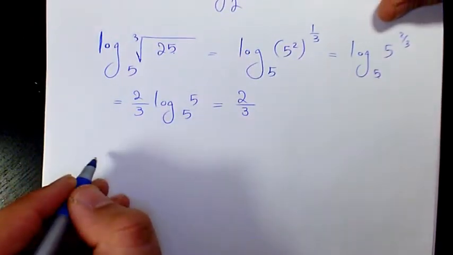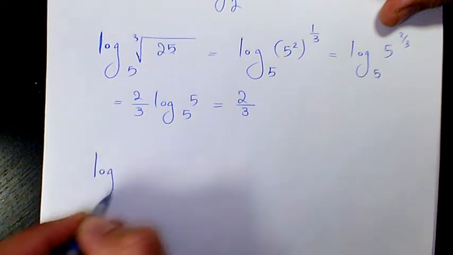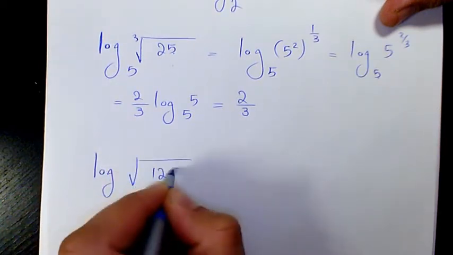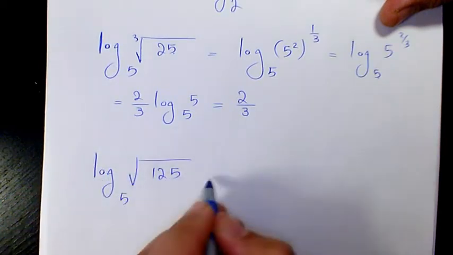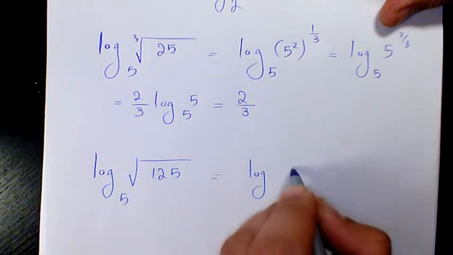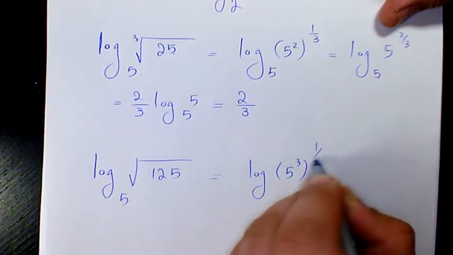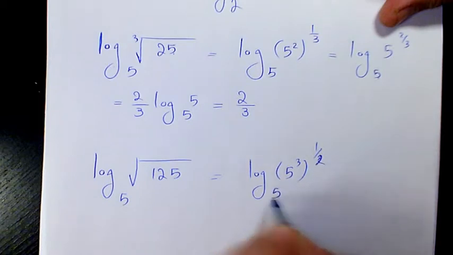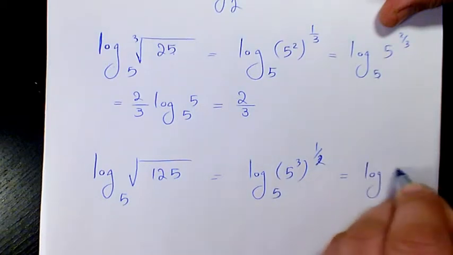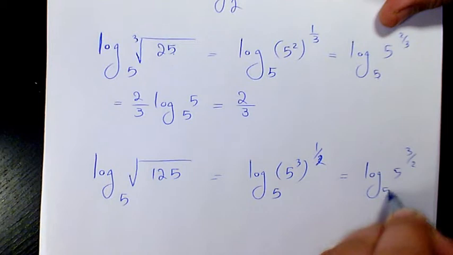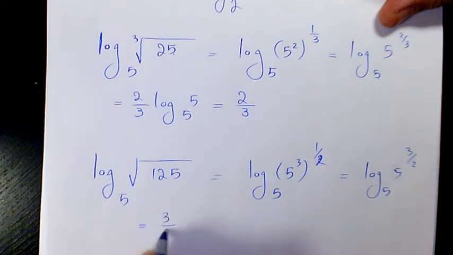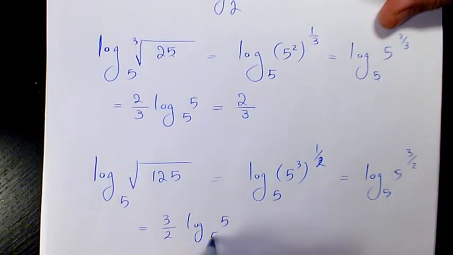Next example, log square root of 125 base 5. That's going to be log 5 to the power of 3 to the power of half base 5. It's going to be log 5 to the power of 3 over 2 base 5. It's going to be 3 over 2 log 5 base 5, which is going to be 3 over 2.